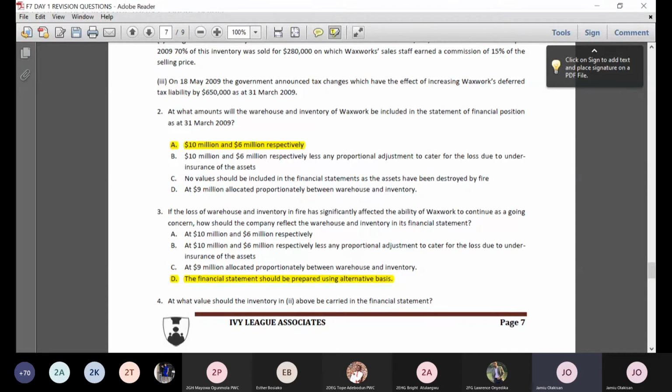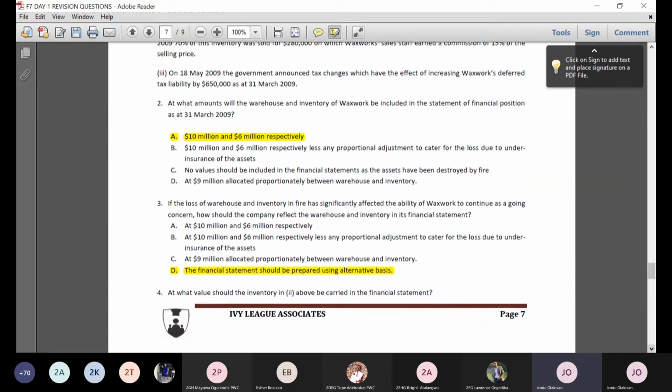You know why? Because there is nowhere it is mentioned in IFRS. Breakup basis is not mentioned. What the standard says is alternative basis. So in real life, you have to figure what that alternative basis is. It is under US GAAP that they will say liquidation basis or breakup basis. But under IFRS, it's a principle-based standard. What they say is alternative basis.